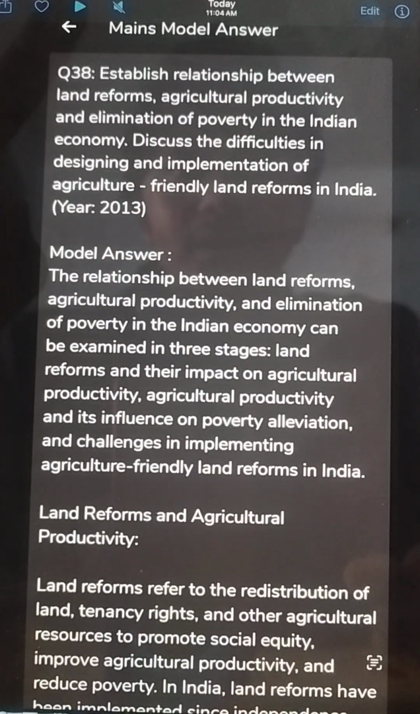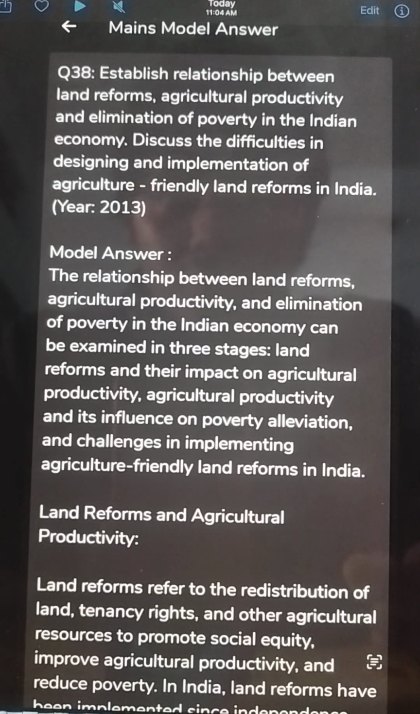First question: establish the relationship between land reforms, agriculture productivity, and elimination of poverty in the Indian economy. Discuss the difficulties in designing and implementation of agriculture-friendly land reforms in India.